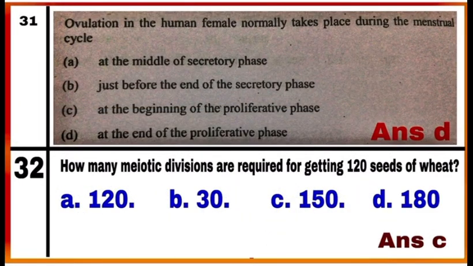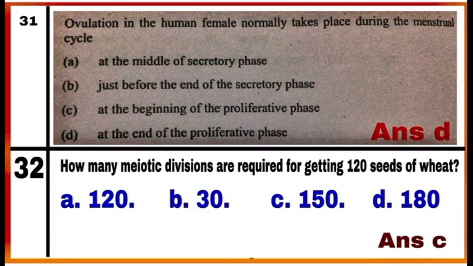Question 31. Ovulation in the human female normally takes place during the menstrual cycle. Option D is correct. Ovulation normally takes place at the end of the proliferative phase in human female during the menstrual cycle. So mark D.